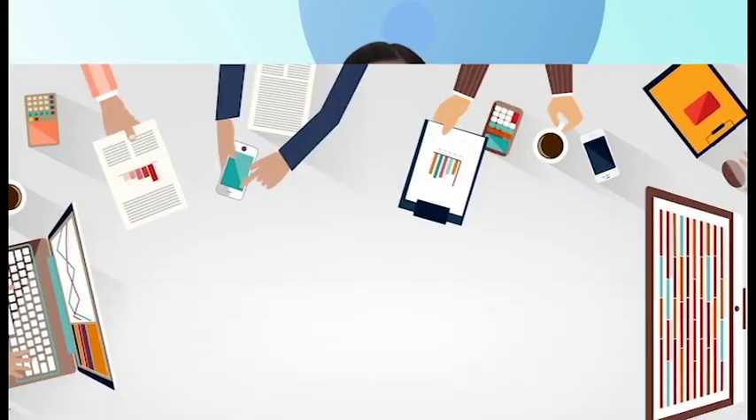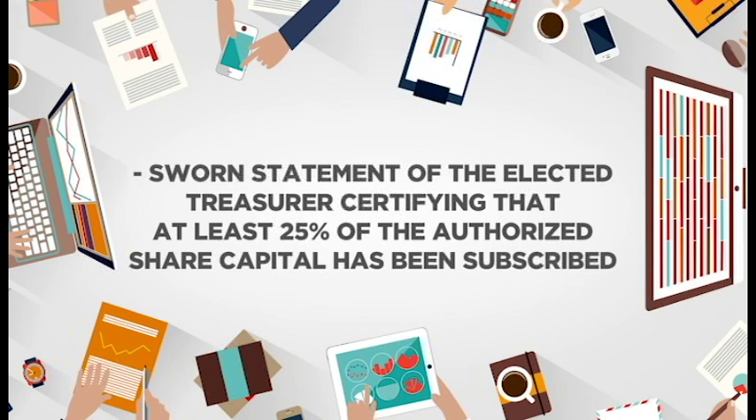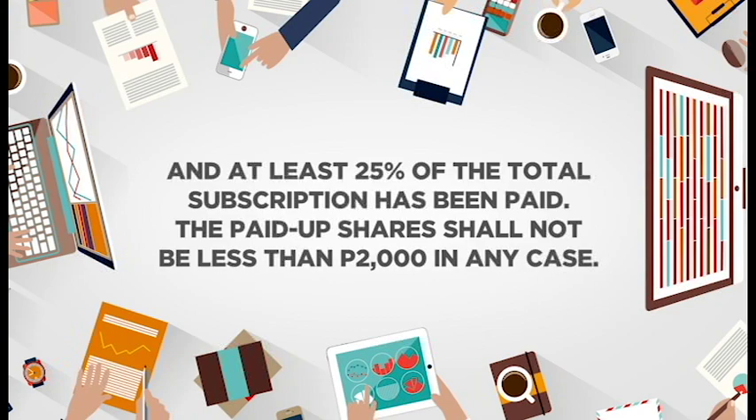In addition to the requirements mentioned earlier, the articles of cooperation shall be accompanied by the following: bonds of accountable officers, and a sworn statement of the elected treasurer certifying that at least 25% of the authorized share capital has been subscribed and at least 25% of the total subscription has been paid. The paid-up shares shall not be less than 2,000 pesos in any case.